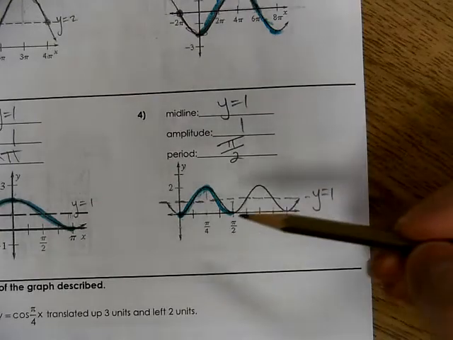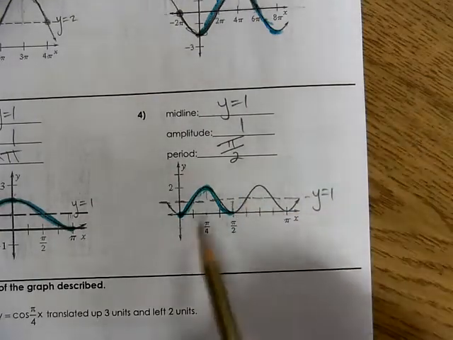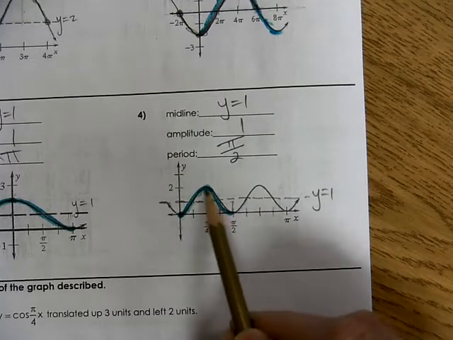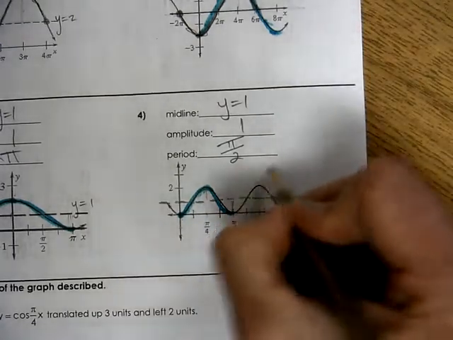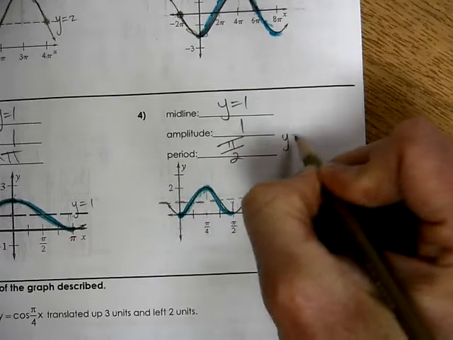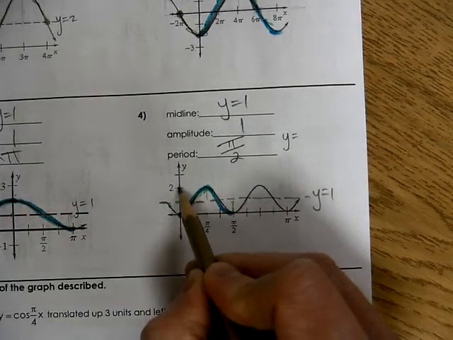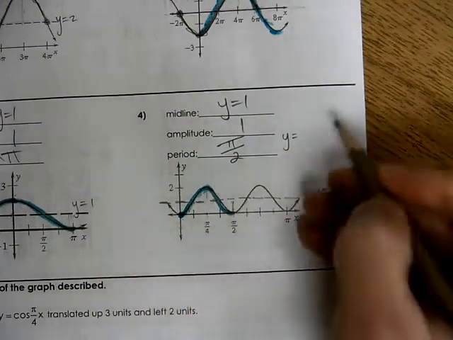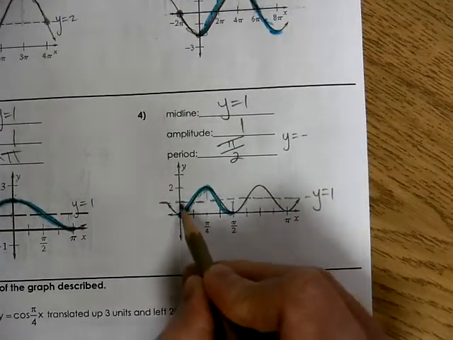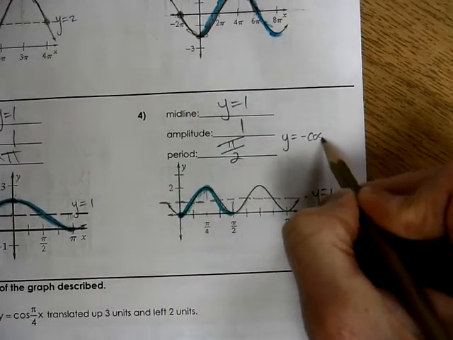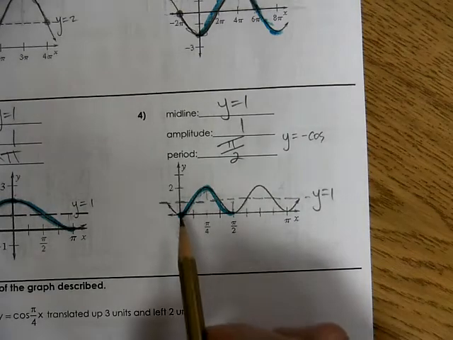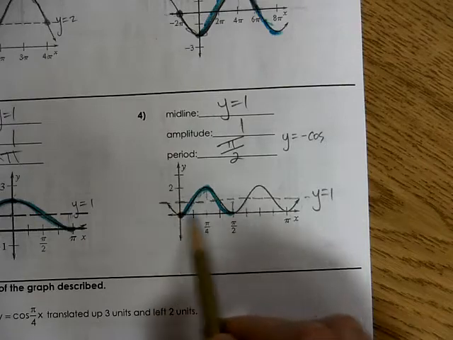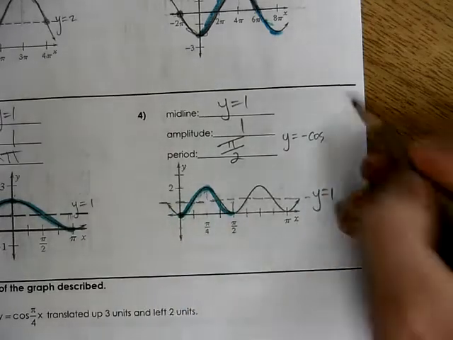All right, we could talk about writing the equations for these. If we look at the equation, if we call this the cosine graph, then we would call this y equals, cosine usually starts up and comes down. Well, this is starting down and going up, so it has to be negative cosine. It's been translated up. It has not been translated right or left at all.